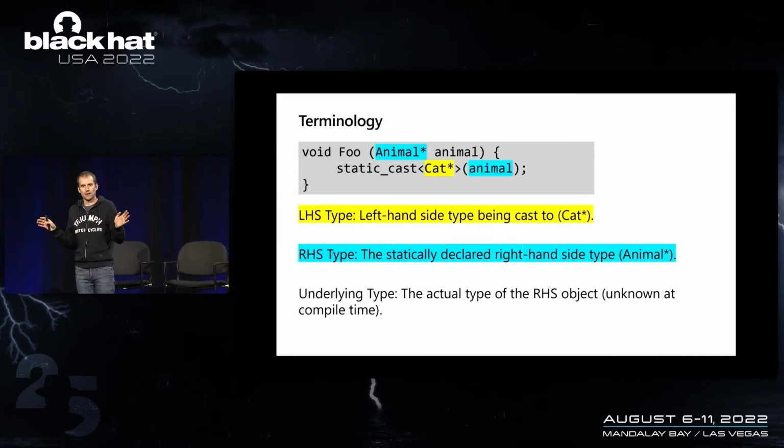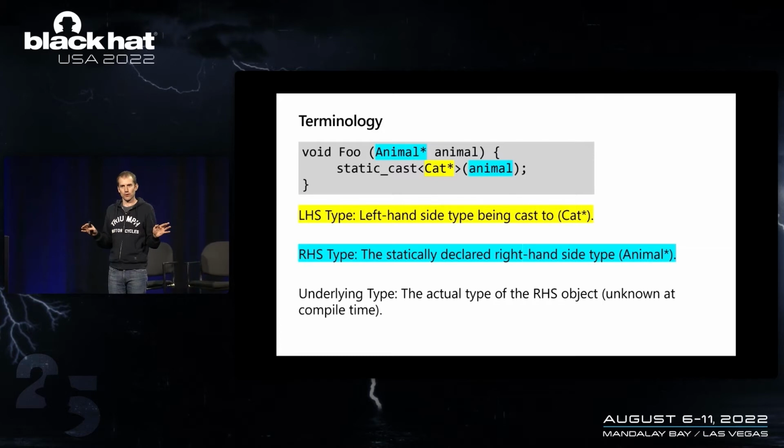So I am not like a C++ language lawyer or anything. I don't know how C++ people necessarily talk about some of this terminology, but for the sake of this presentation, I want to tell you how I talk about the code that we're going to be looking at. So I call the type that you are downcasting to the left-hand side type. And I call it the left-hand side type because it's on the left-hand side of the expression. Very creative, right?